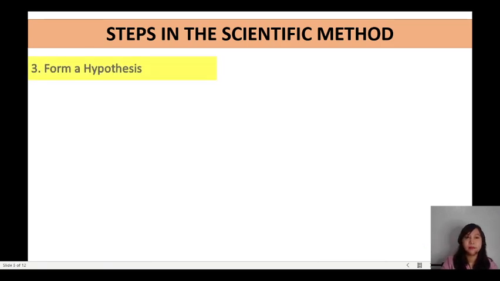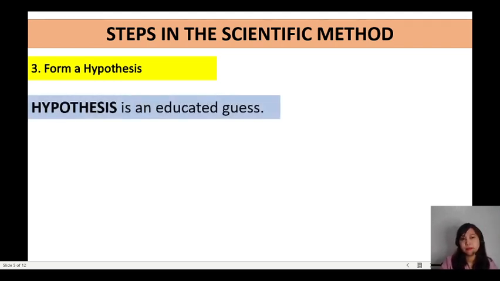Next, form a hypothesis. What is a hypothesis? A hypothesis is an educated guess. It is a tentative answer to your question. It can be the answer or it can be not.